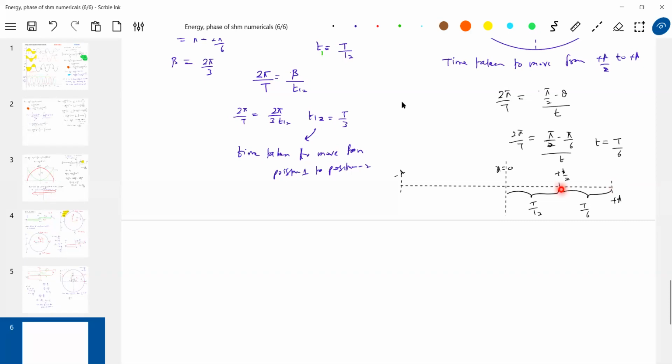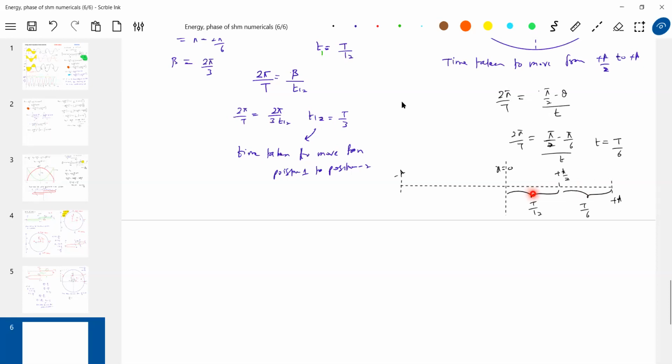Don't think that it is T by 8, T by 8, taking equal time. It's not a uniform velocity motion. In uniform velocity motion, displacement covered in equal intervals of time will be equal. It's a variable accelerated motion. So which time will be less, this one or this one? Definitely this time.